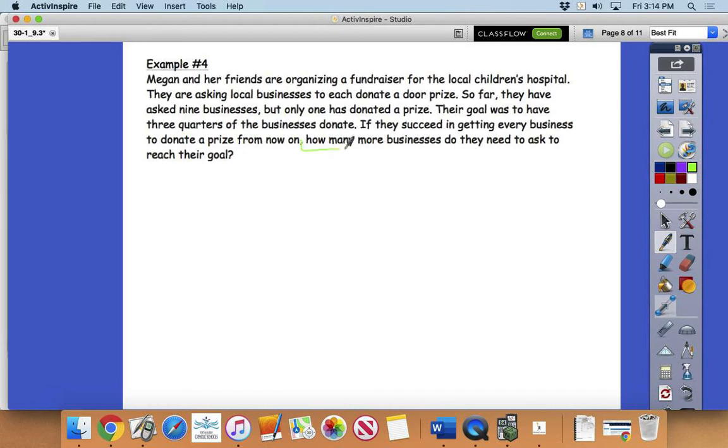This is what their x will represent: how many more businesses are they going to ask? So this is what x represents. What we know so far is that they have asked 9 businesses total, and only 1 has chosen to donate. So we're going to use that fraction. But we know that our goal is to have 3 out of 4 donate, which is 3/4.